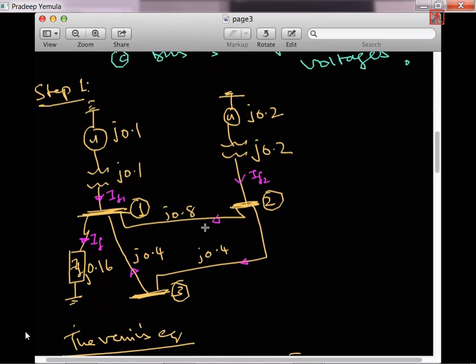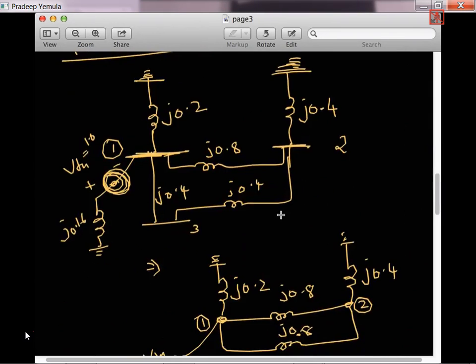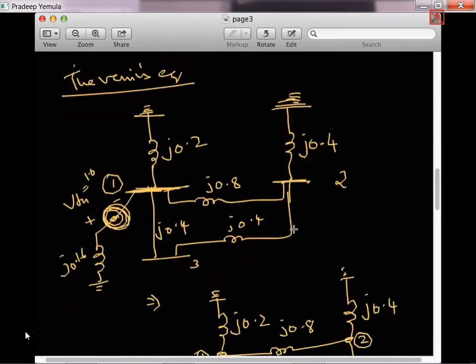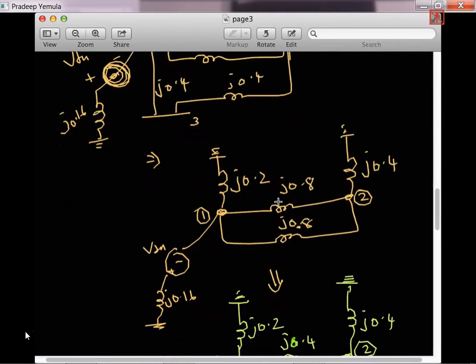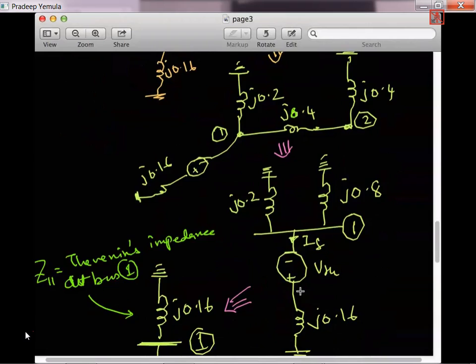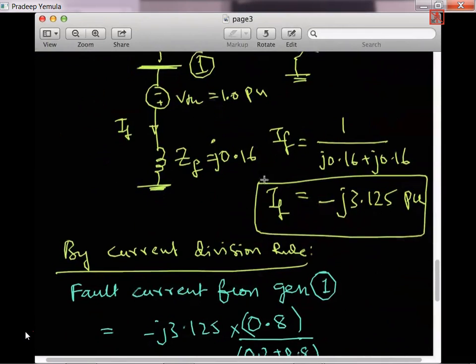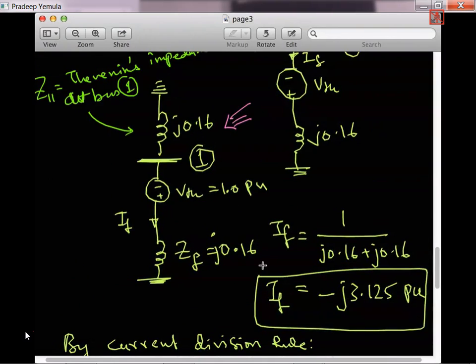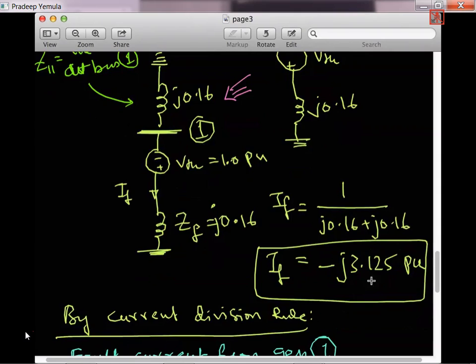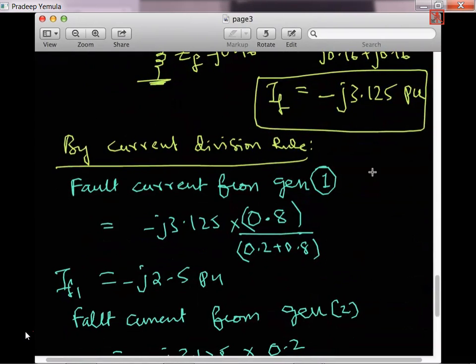So here is a diagrammatic representation. Suppose there is a fault at bus 1: the fault current will come from the first generator in this path. The current from the second generator will come like this. This is one path, and this is another path in which the fault current will flow. So the total fault current will be the addition of the currents in all these three paths. We need to find the Thevenin equivalent. For that, we did some simple circuit calculations, and finally I got the Thevenin equivalent as 0.16, and the fault current is minus j 3.125 per unit. So this is the first case.